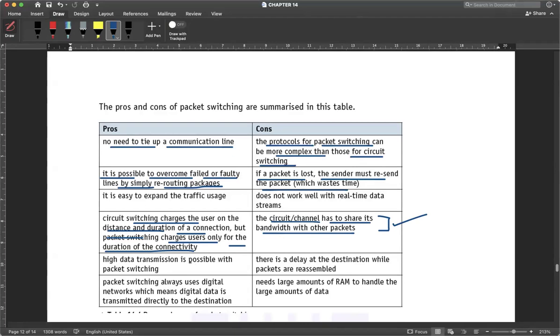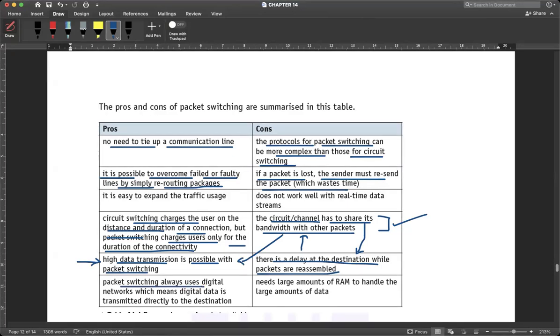High data transmission is possible with packet switching. There is a delay at the destination while packets are reassembled. Why? Because the bandwidth is distributed, the speed gets affected, and it takes time to assemble the data packets. Here, they say high data transmission is possible with packet switching, so the rate of data transmission is higher. But if I read this con, I don't agree with this point, because if the bandwidth is distributed, then definitely it will affect the transmission rate.